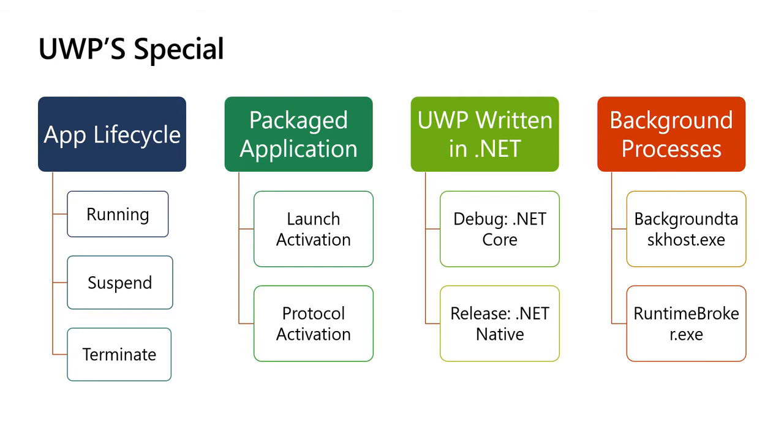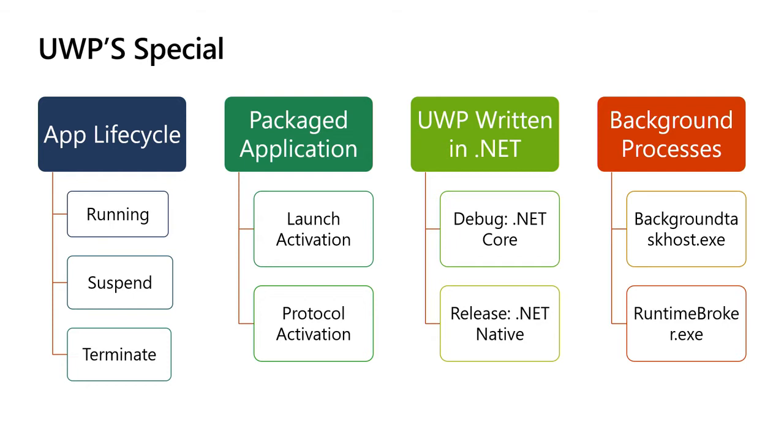We know that the UWP is written in .NET, but when we compare, the UWP as a debug version is actually running in .NET Core. But if we release this UWP, it's actually running in .NET Native. So the different .NET statuses require us to know how to debug them differently, especially in WinDbg.